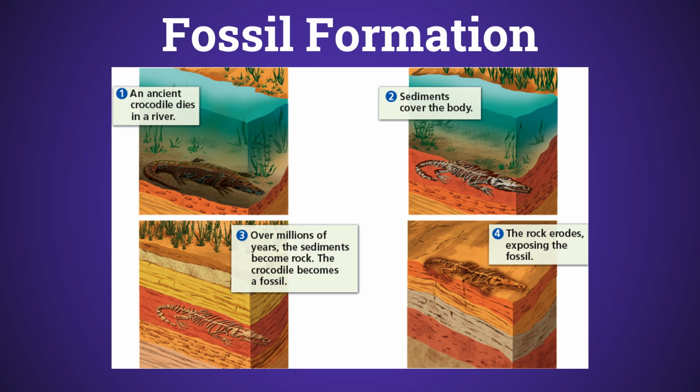How do fossils form? First, an organism dies. Then, sediments cover the body and the softer parts decompose. Over time, the harder parts are replaced with minerals. The fossil will remain in the rock until the rock layers erode and expose it.